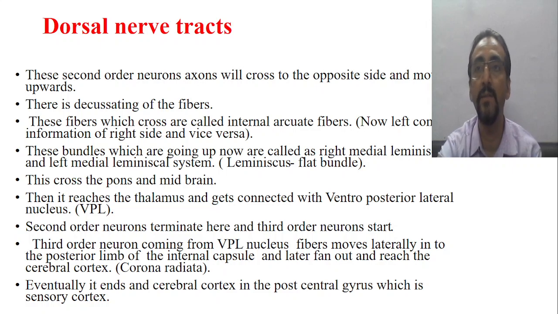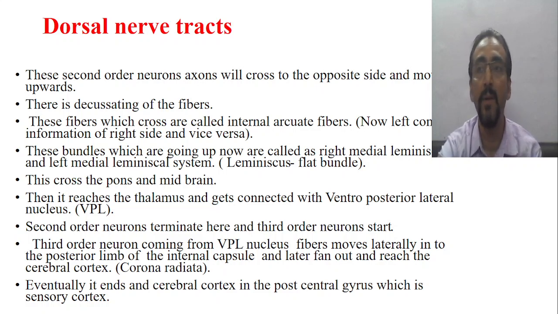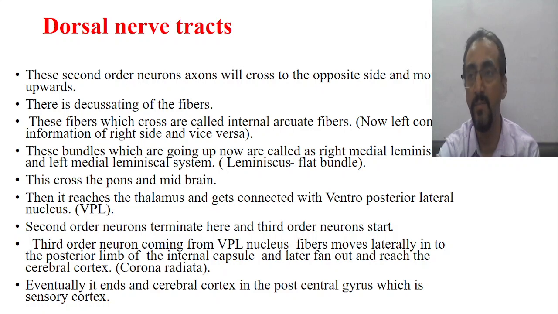Then these fibers move upwards through the spinal cord and enter the medulla oblongata. In the medulla oblongata there is a nucleus, and these fibers terminate there. So the first order neurons complete here.